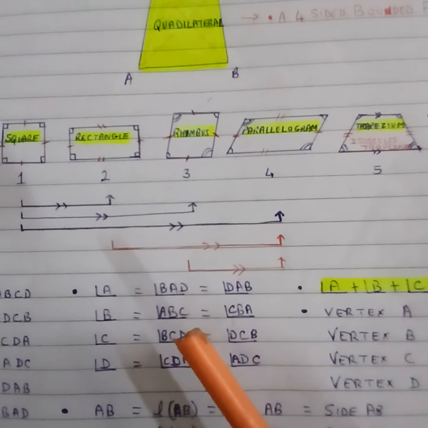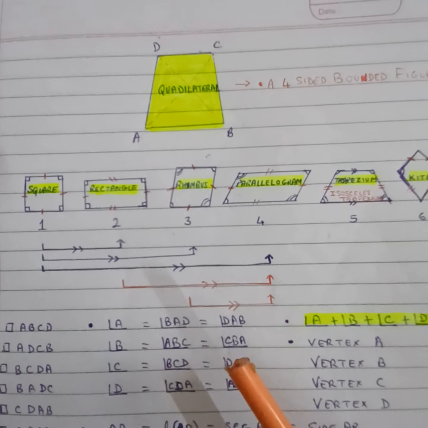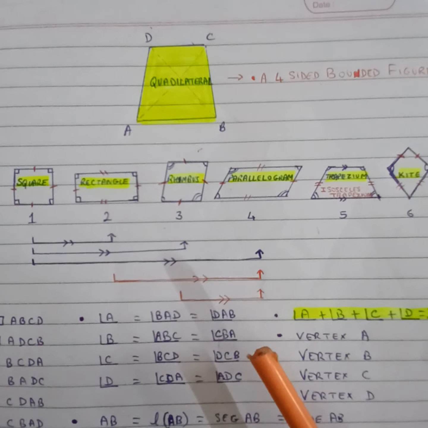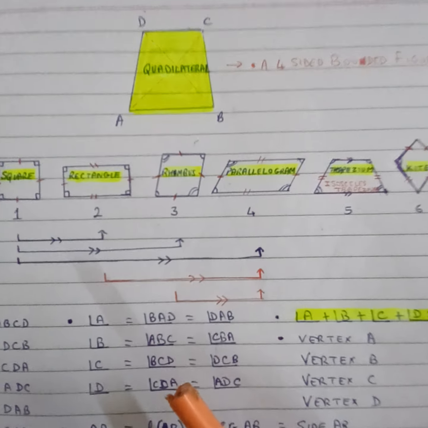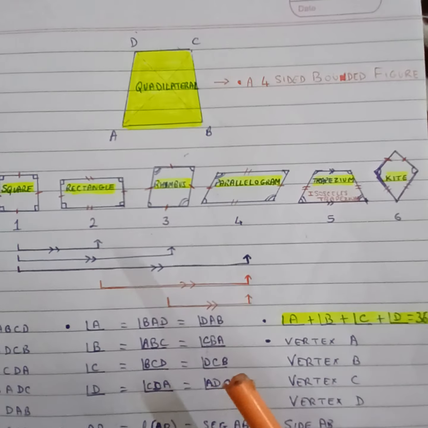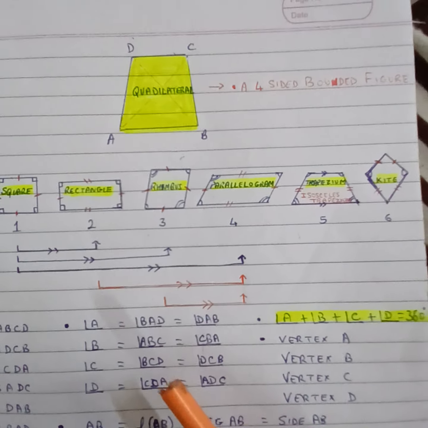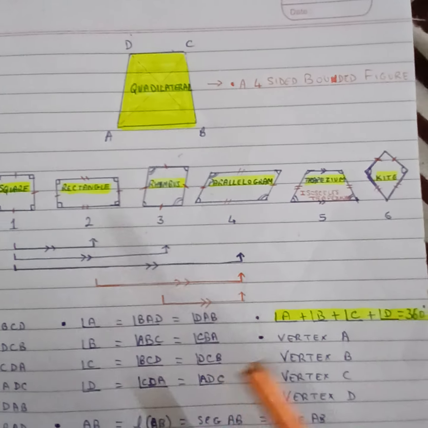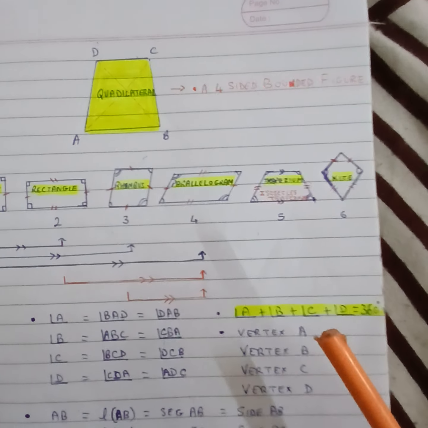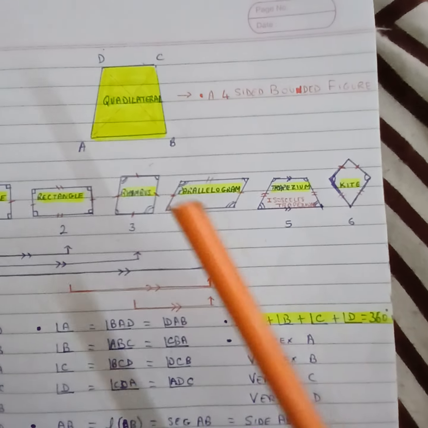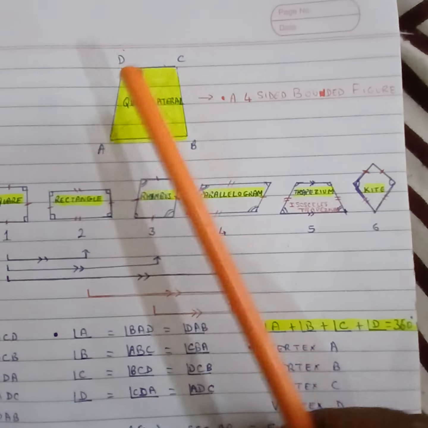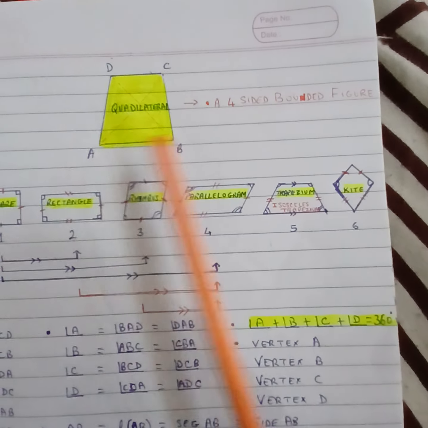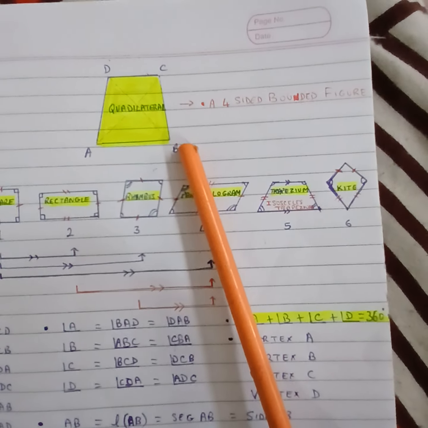Angle C is equal to angle BCD is equal to angle DCB. Angle D is equal to angle CDA, which is equal to angle ADC. Alphabet D is in between over here. Now vertex A, vertex B, vertex C, vertex D. These are the vertices of the quadrilateral where 2 arms meet. That end point is called the vertex.